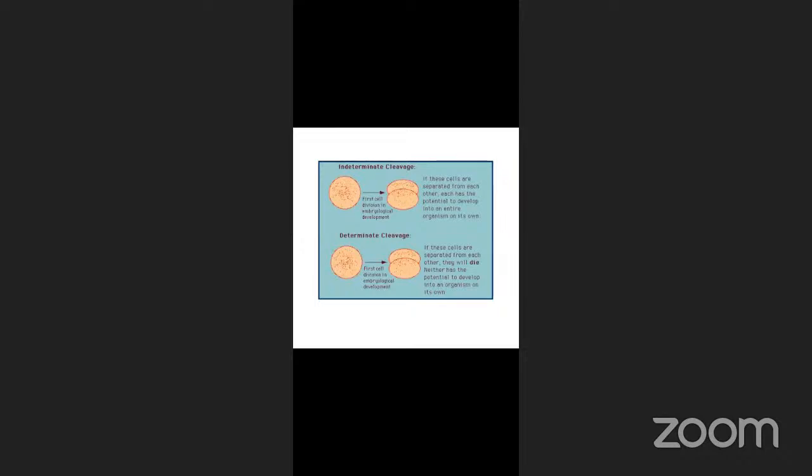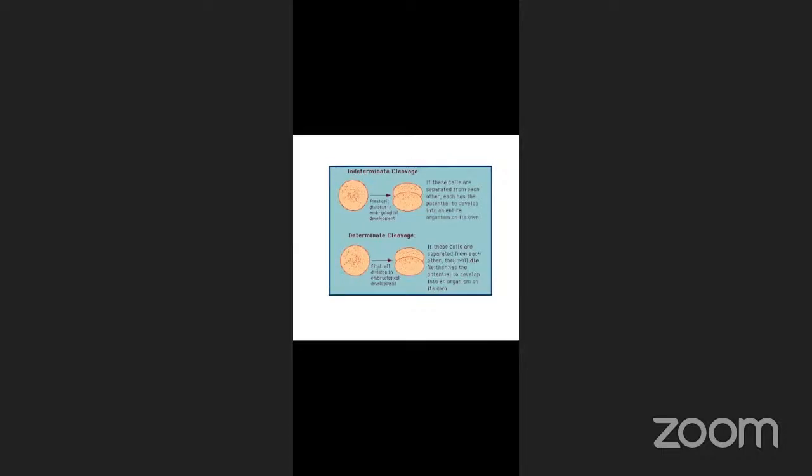Then determinate cleavage means after cell division, each cell is decided to become something. One cell decides to become brain, another cell becomes liver, and another cell becomes lung. So if you remove the portion from where the brain cells are coming, the brain will be completely absent, because the other cells have determined to become other types of cells. So this is regarding the classification of eggs. Eggs are classified based on all these factors.